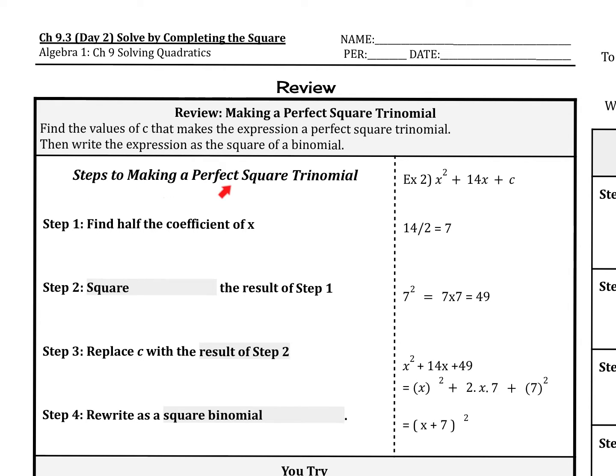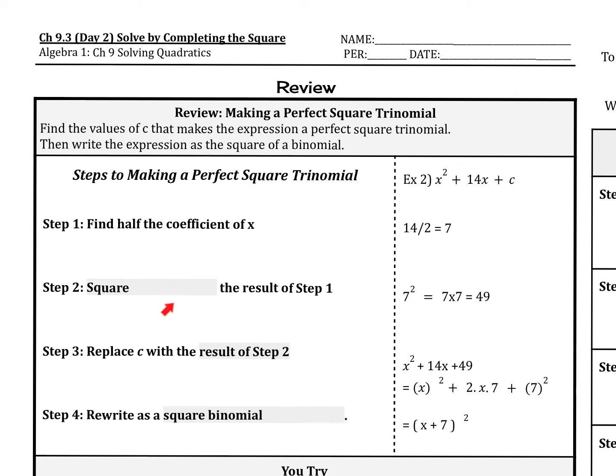Steps to making a perfect square trinomial. Step number 1: find the coefficient of x. So this is the expression x squared plus 14x plus c. What we are looking for is this number right here. For that, you take the coefficient of x, that's b, or 14, and take half of that. So 14 over 2, that is 7.